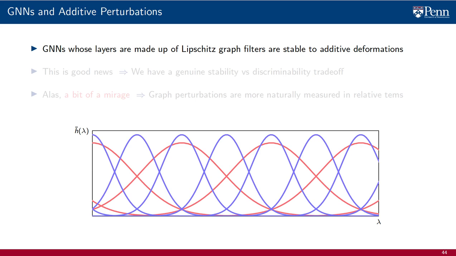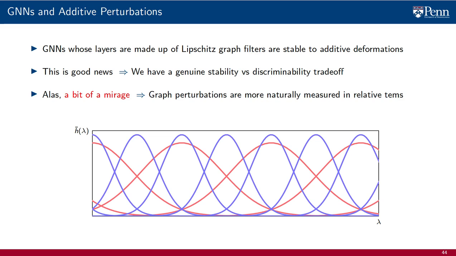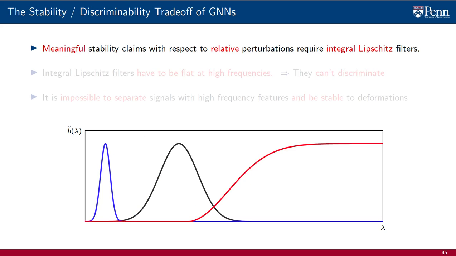As was the case of graph filters, we proved a theorem for additive perturbations and another theorem for relative perturbations. The stability claim for additive perturbations is that GNNs with Lipschitz layers are stable to additive perturbations of the shift. This is good news, because we know that Lipschitz filters offer a genuine stability versus discriminability trade-off. Alas, the result is a little bit of a mirage. It is more natural to measure graph perturbations in relative terms than it is to measure them in absolute terms. Meaningful stability claims are with respect to relative perturbations, and stability to relative perturbations requires that we use integral Lipschitz filters. This is unmitigated bad news.